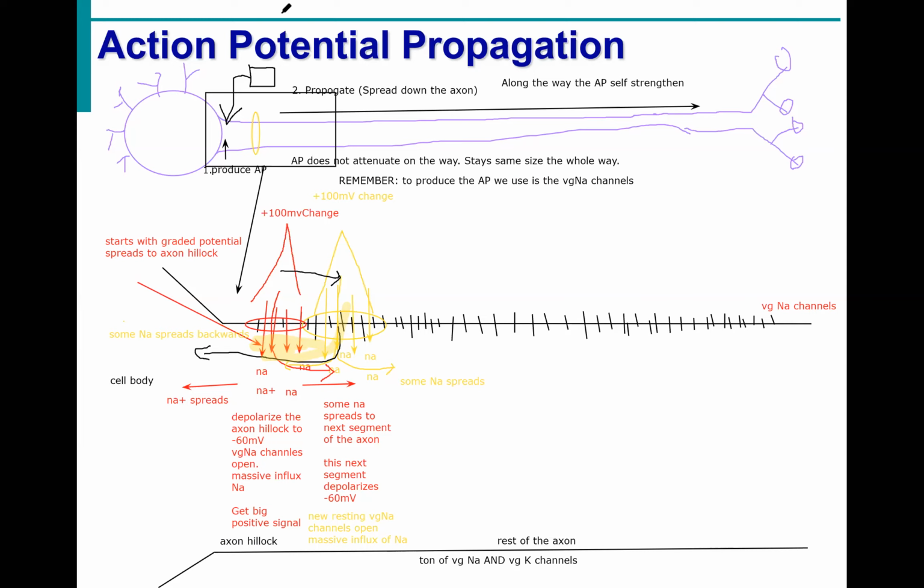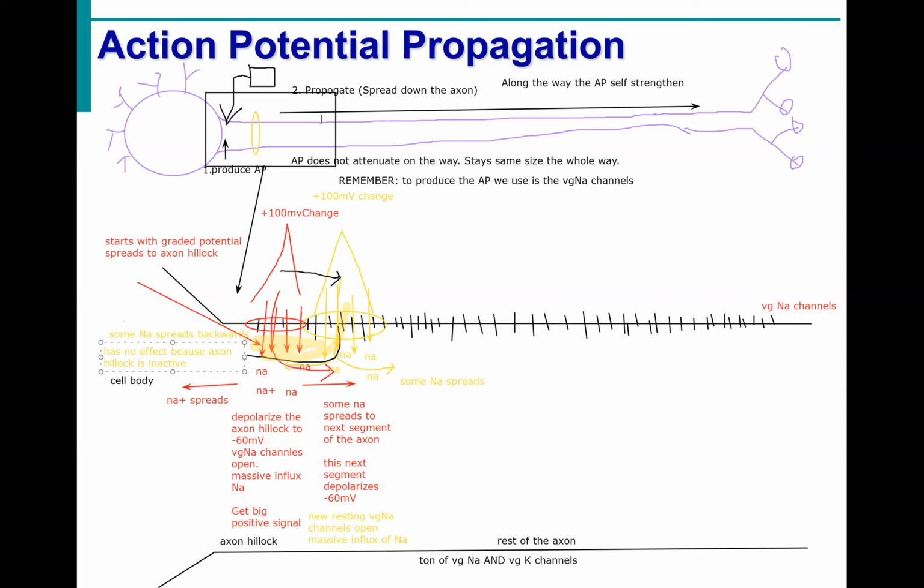No, somebody already said the key word. The sodium that spreads back here has no effect because the axon hillock is inactive. That inactive period stops the action potential from going backwards, right? And that's really one of the keys to the action potential, inactivity. That inactivity stops it from spreading. Well, it doesn't stop it from spreading backwards. It still spreads backwards. But when it spreads backwards, it doesn't produce a second action potential.